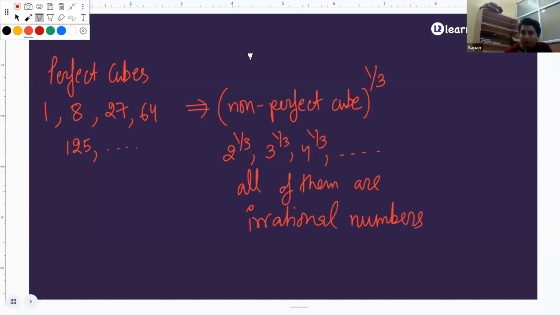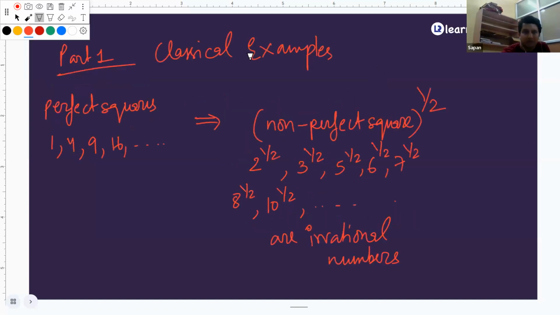In general, whatever power we want to look at, we bring all those perfect powers and then collect non-perfect powers and take that as the root. So this is the general procedure to create classical examples of irrational numbers. Understood? Yes, sir. Very good. So this is part 1.